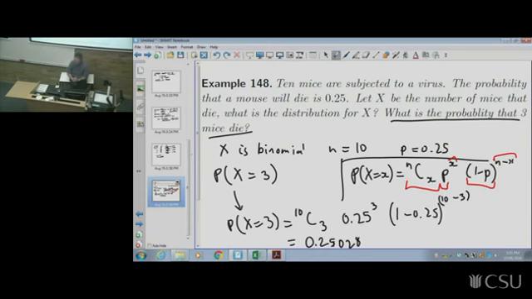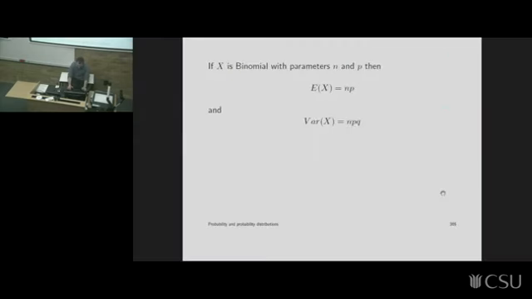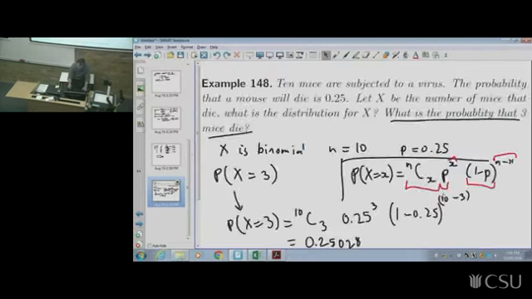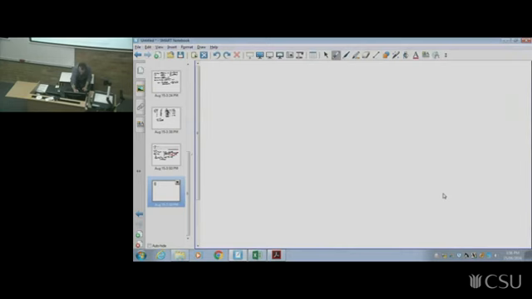So you need to be able to use the calculator to get that answer out. The chance of 3 of them dying is about 1 in 4. Well, not exactly, David, but anyway. It's about 25.0%.